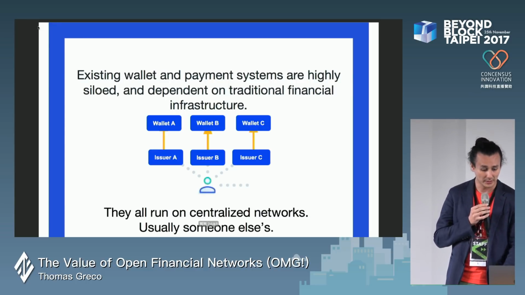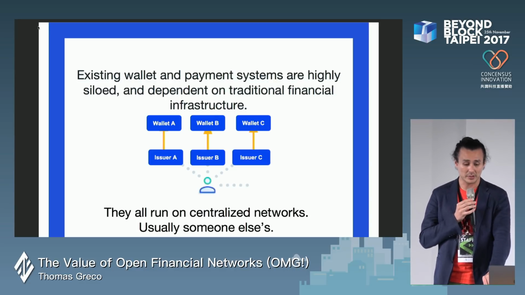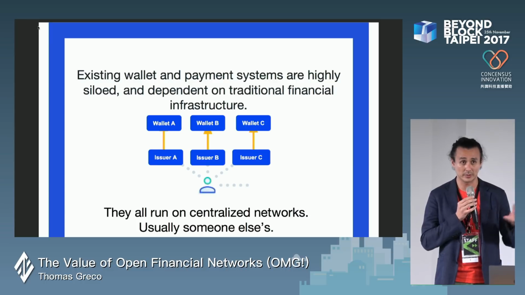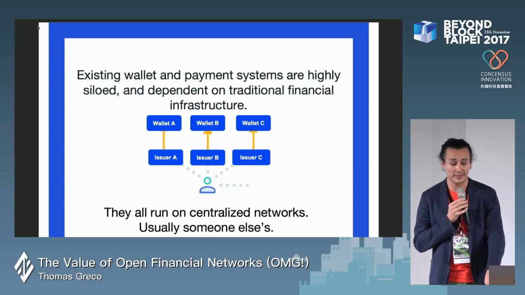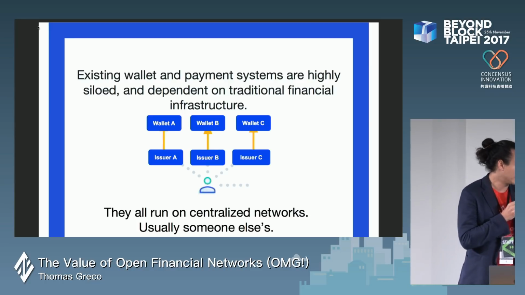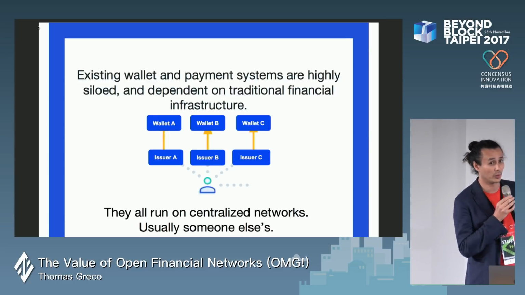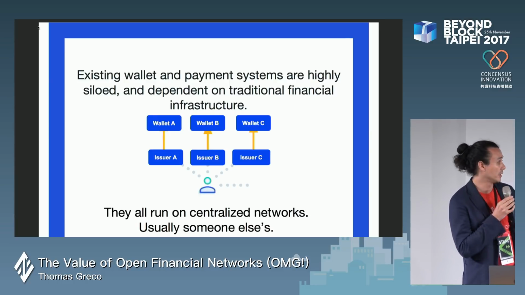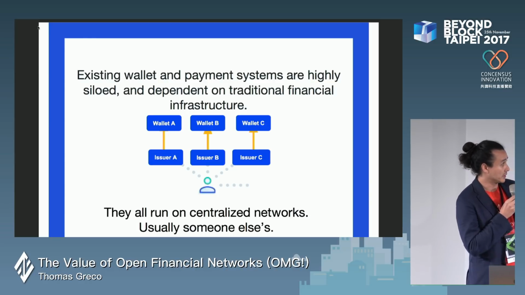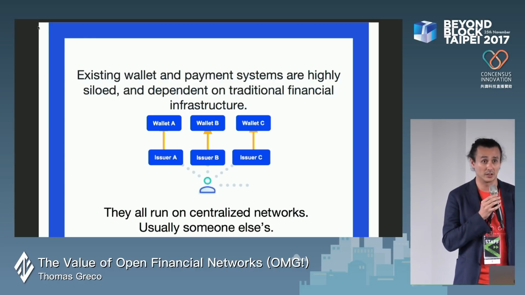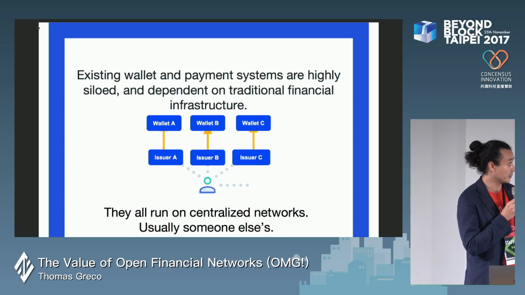And what overhead? The problem is that existing wallet and payment systems are very highly siloed. They are broken up and kept away from each other, and they depend on traditional financial infrastructure. Any given user who wants to use a particular company's or bank's or telco's digital wallet, like issuer A, has difficulty interoperating with a corresponding company's or telco's or bank's digital wallet B.